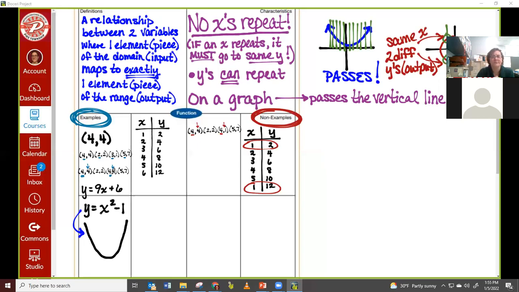What about a circle? Function or not a function? Not a function. Because it's going to fail our vertical line test there. What about if I took a parabola like y equals x squared minus 1? What about if I took that parabola and I turned it on its side? Function or not a function? Not a function. Fails again.